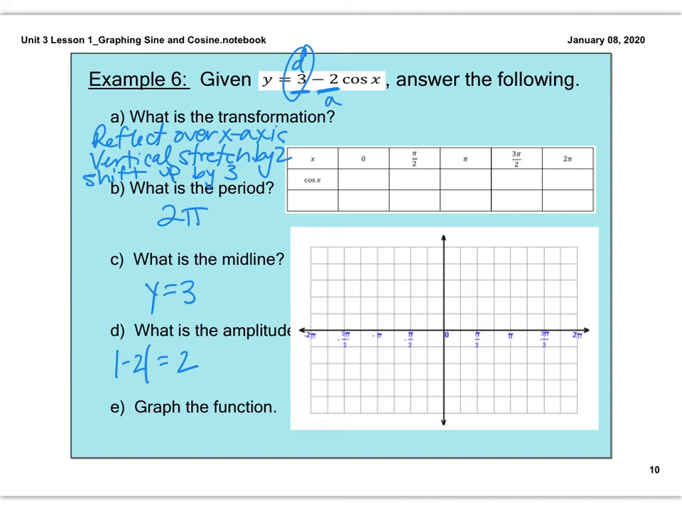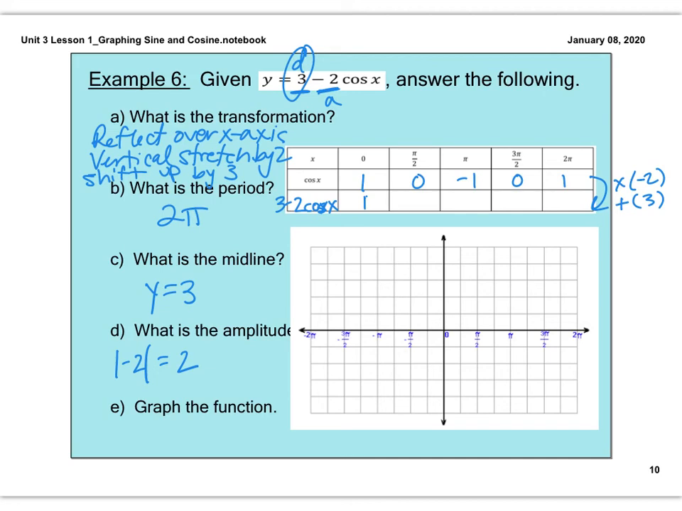Okay, so let's think about our values. For a normal cosine at 0 radians, it's 1, 0, -1, 0, and 1 as you go around the unit circle. But now we have 3 minus 2 cosine x. We have to have a few things happen here. So first thing we're going to have to do is multiply all of these values by -2. But then we also have to shift it up, so we're going to have to add 3 to each of those values. Now think of PEMDAS, order of operations, do multiplying first. So 1 times -2 is -2, and then plus 3 is 1.